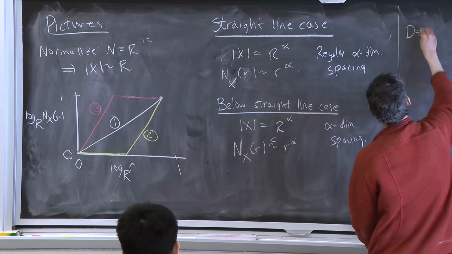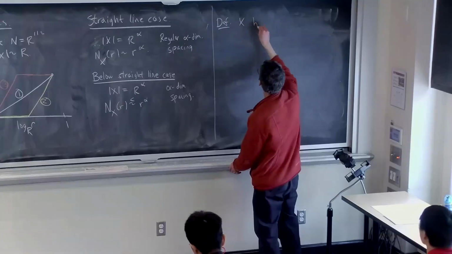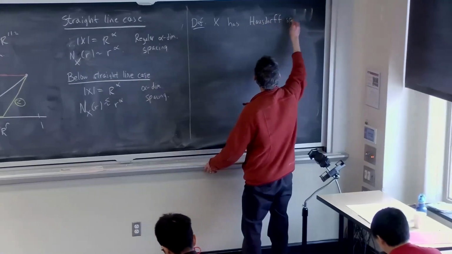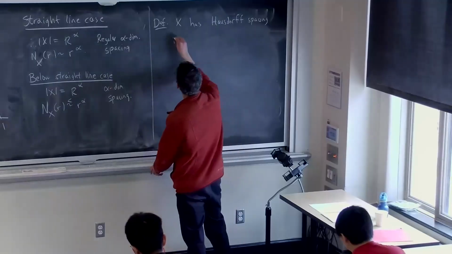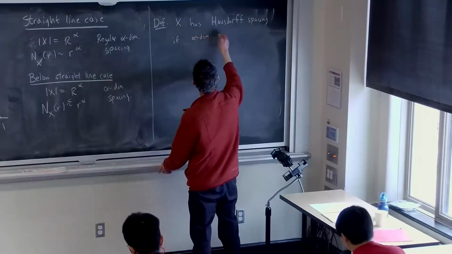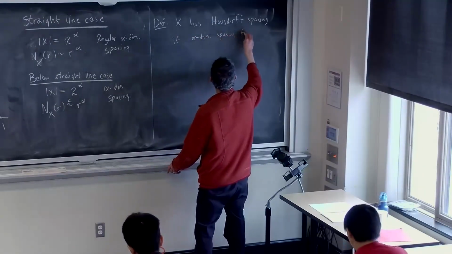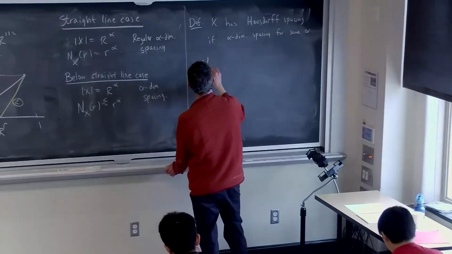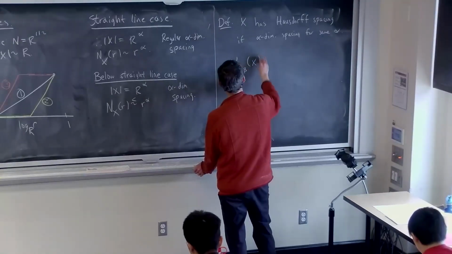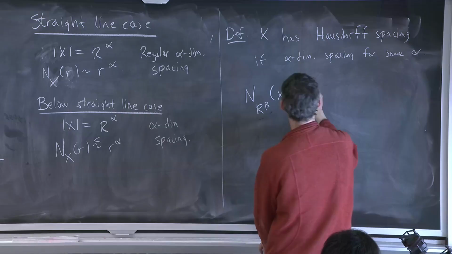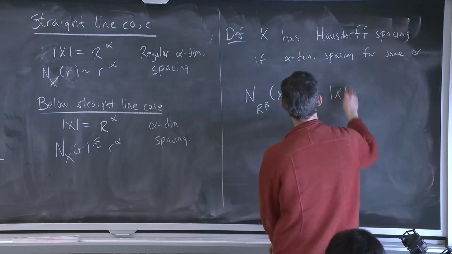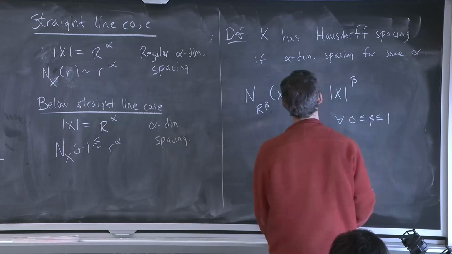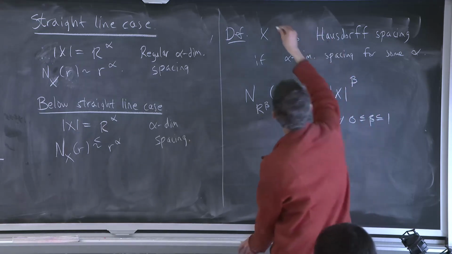I'd like to make one more definition. I'll say that X has Hausdorff spacing if it has alpha dimensional spacing for some alpha. But another way of saying that is if you look at how many points of X are in a ball of radius r to the beta, it's bounded by the total number of points of X to the beta. And this is equivalent. This is still below the straight line.